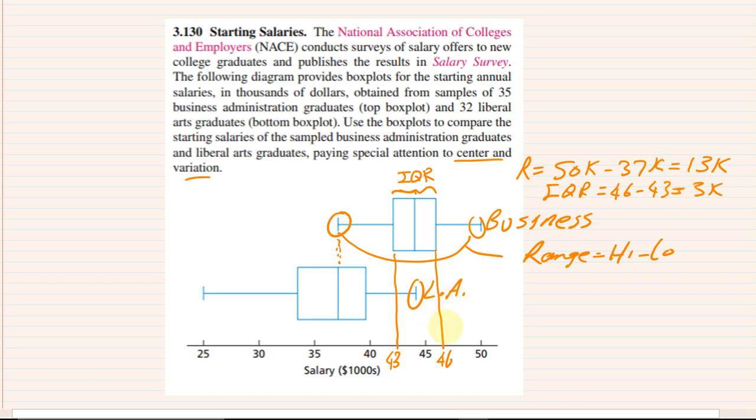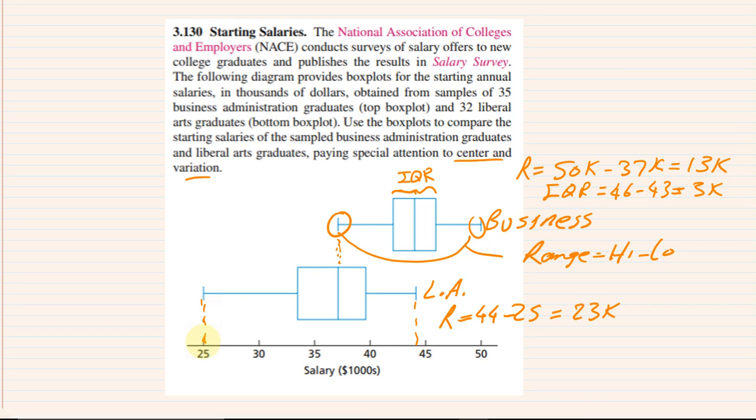Now let's compare those for the liberal arts. For the liberal arts, the range is going to be about 44K minus the minimum of 25, so they're in a $23,000 range versus 13,000. So it's more widespread. In other words, the salary numbers are very highly variable. So there's no guarantee you'll make the median, which is about 37K, because the spread is so high.